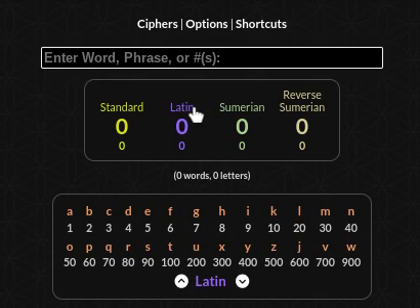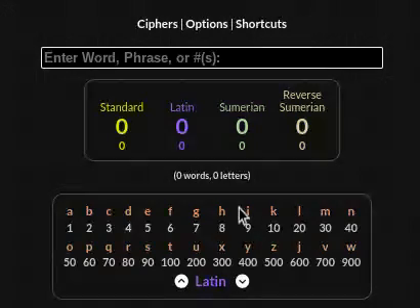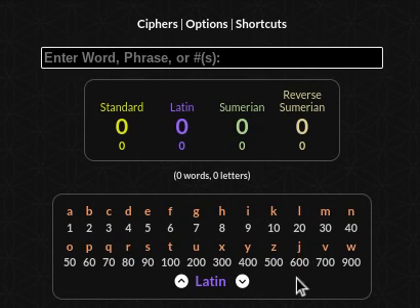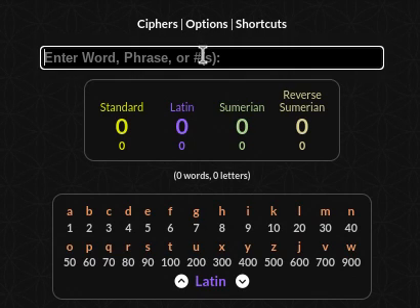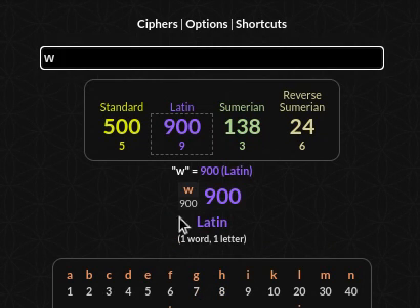And then for Latin cipher, some of the letters are swapped around. So for example, J is down here now. Z isn't the last letter. In this cipher, W is the last letter, and it has the highest value of 900. It's just a different way of calculating.